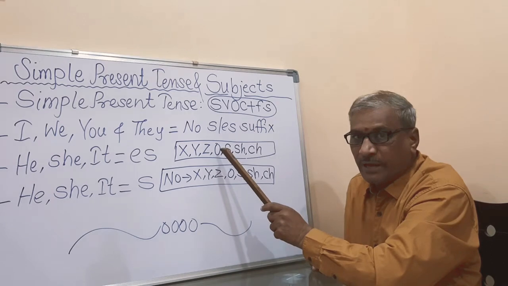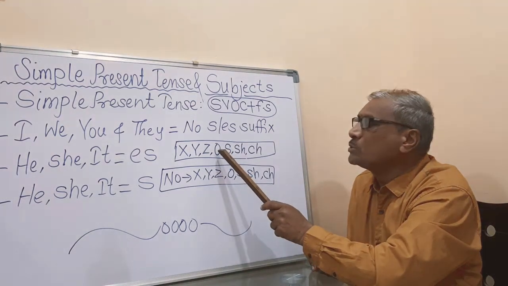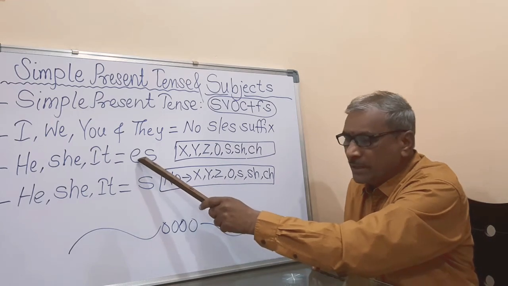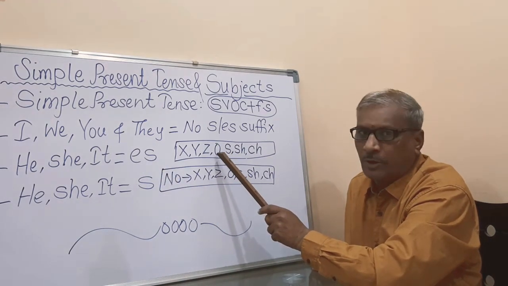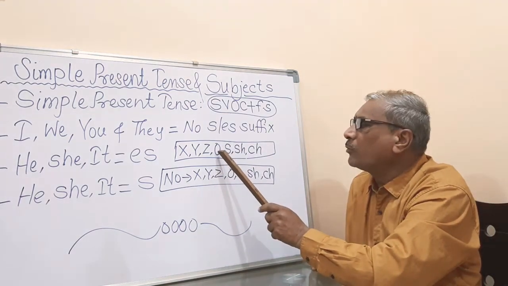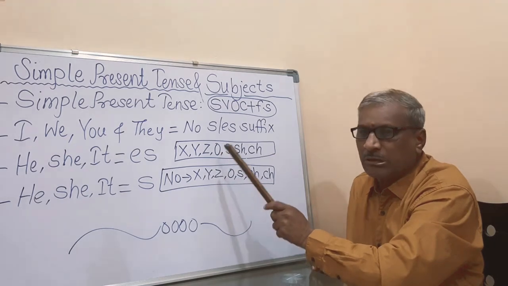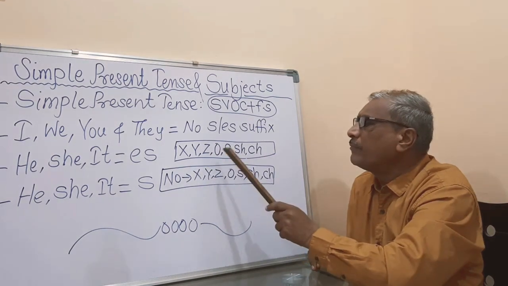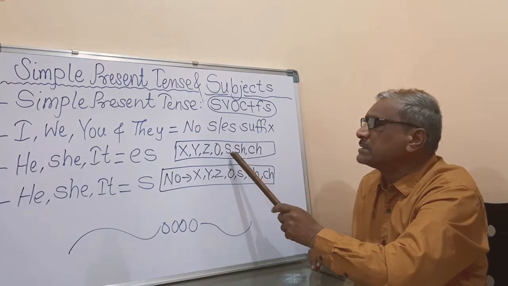Suppose there is the spelling mango, MANGO. Then we can say mangoes. So we attach the es suffix there. So if at the end of the word, or suppose at the end of the main verb, there is O, we attach the es suffix to the main verb while talking in the simple present tense.